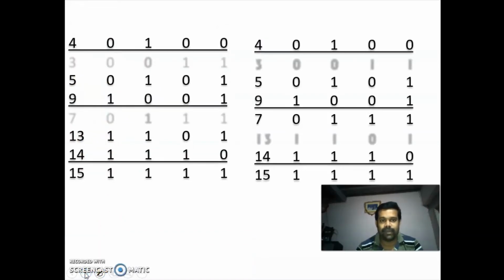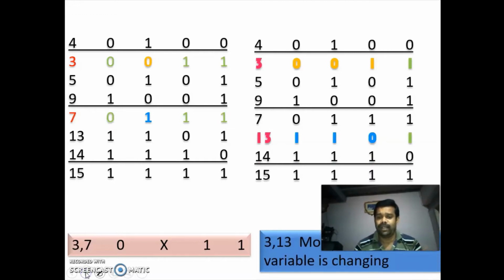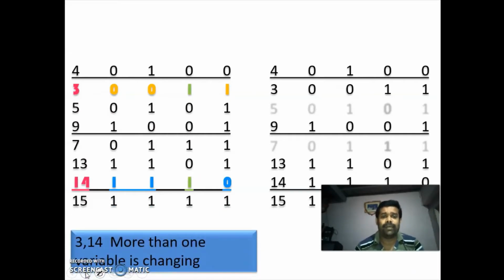Okay. Now, first one 3 with 7. When comparing 3 and 7, only one bit is varying. The second bit is varying. All the other things are same. So we'll be getting 0x11. Now we are comparing 3 with 13. When you are comparing 3 with 13, 3 bits are varying. So more than one bit is varying, so unable to consider that. Then we are comparing 3 with 14. Here also unable to consider because more than one bit is varying here.